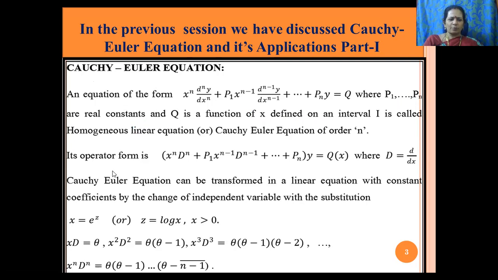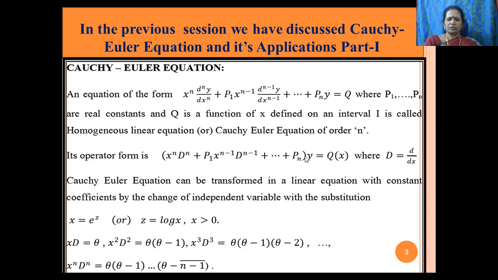Now the operator form. How do we write this in the operator form? This is a derivative, no? d^n y by dx^n means the nth derivative, so the nth derivative can be written in the form D^n. This value can be written as D^(n-1), and this last term is only Pn, so there is no differential operator here.